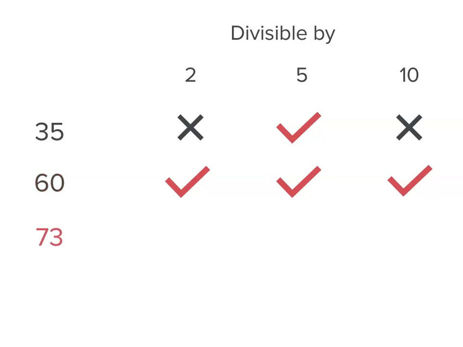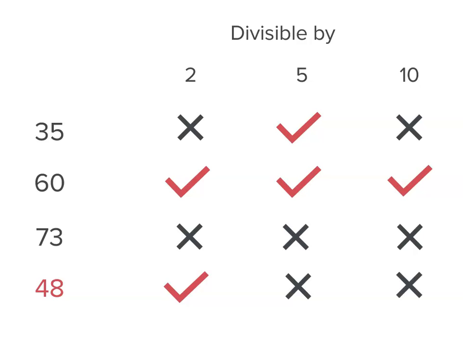The number 73, it's not even. It doesn't end in a 0 or a 5 and doesn't end in a 0, so it can't be divisible by 10. So if it's not divisible by 5, it won't be divisible by 10. 48 is even, so it's divisible by 2, but it doesn't end in a 5 or a 0, so it's not divisible by 5, and it's not divisible by 10.